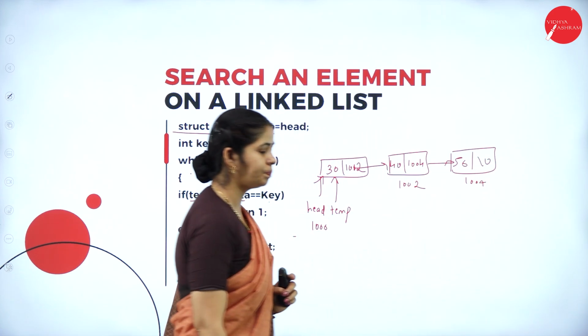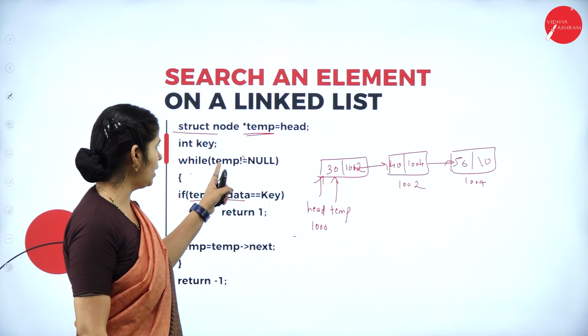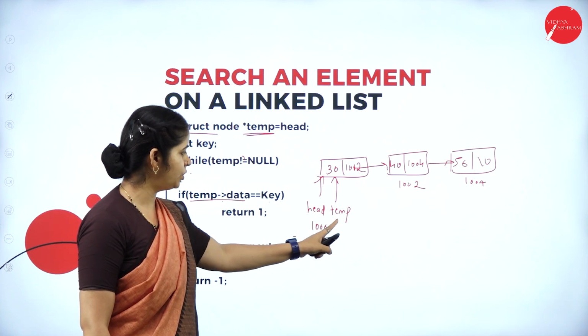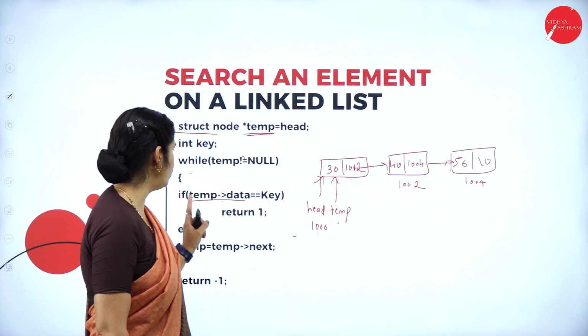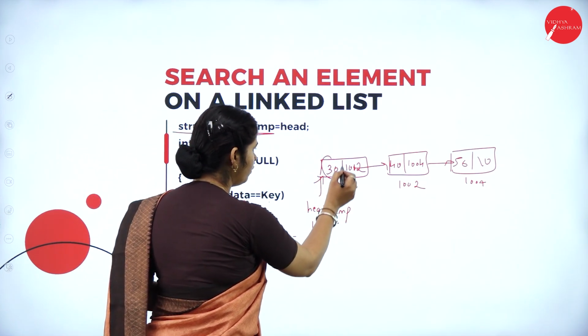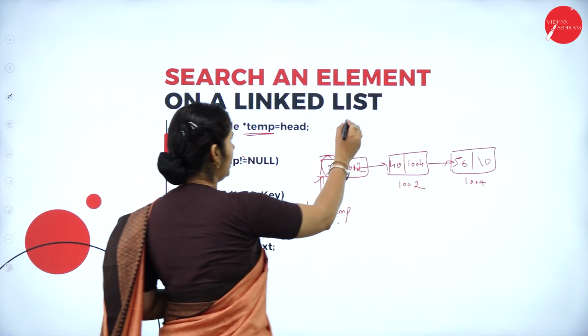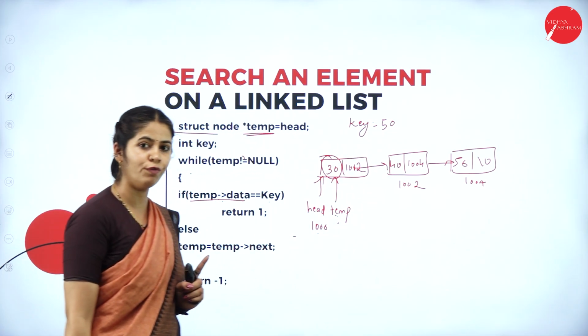And this is null, right? So if I want to check the condition, temp is equal to null at this position, temp is equal to 1000, no, temp is not equal to null, then what we have to do? Temp of data. What is temp of data? Temp of data is 30. What is the key element I am finding it for? Say I am finding it for 50.